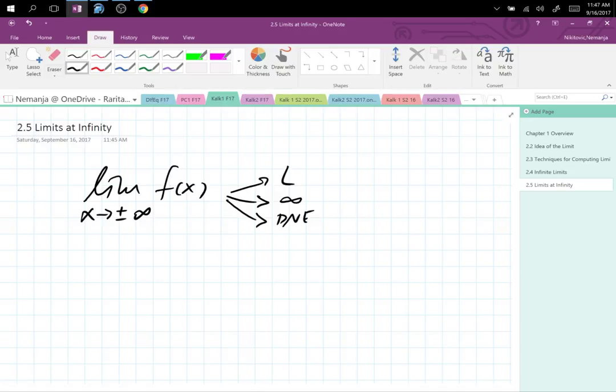So the difference between sections 2.4 and 2.5 is where this infinity is. Is it the answer or the input? So now we are talking about limits at infinity. So we want to see what is happening as we let our independent variable grow indefinitely.